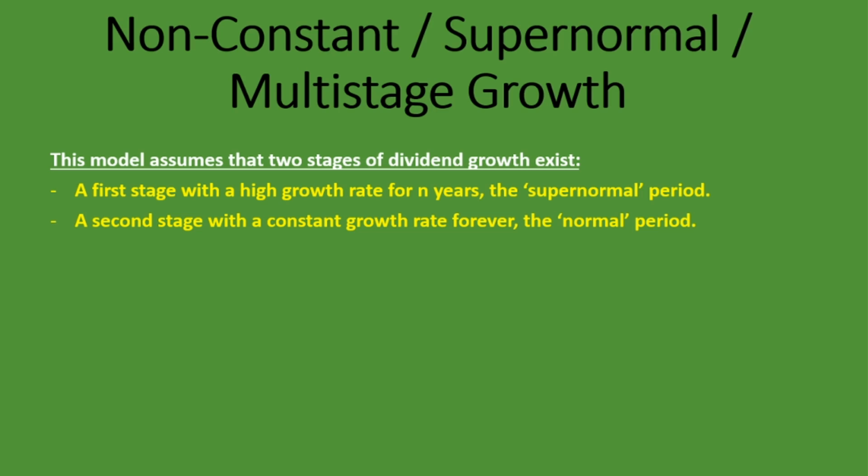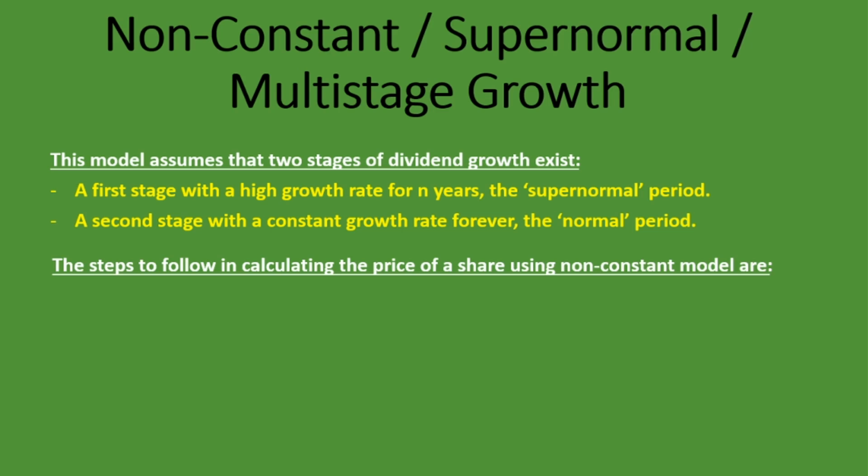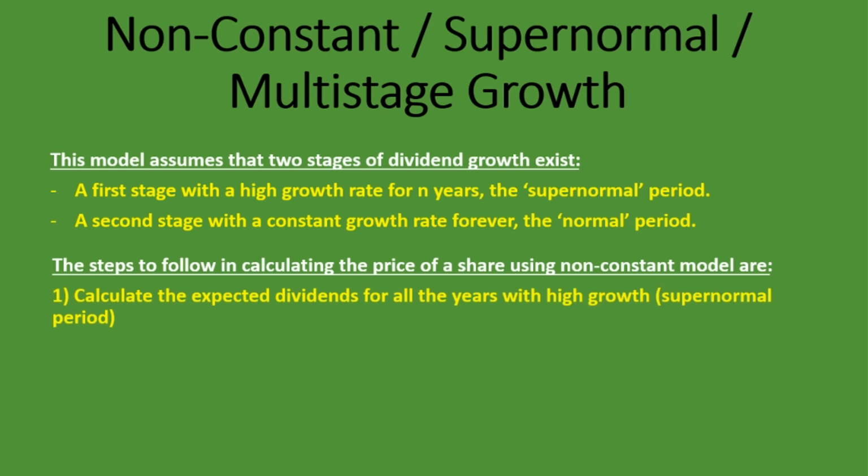So what are the steps that we take when we are calculating the current market price per share? The steps to follow in calculating the price of a share using the non-constant growth model are: the first one that you do is to calculate the expected dividends for all the years with high growth. And we're talking about the supernormal period.